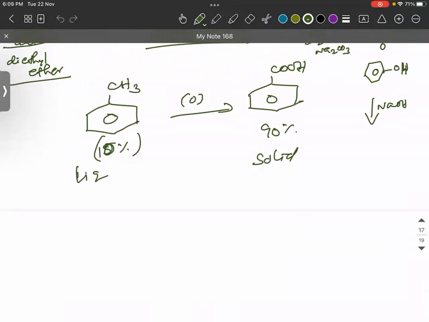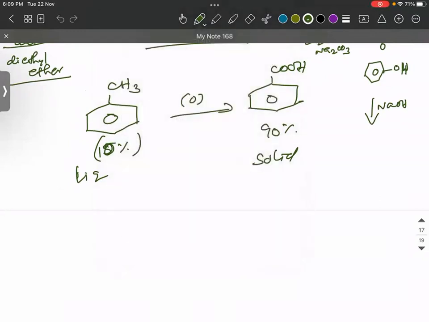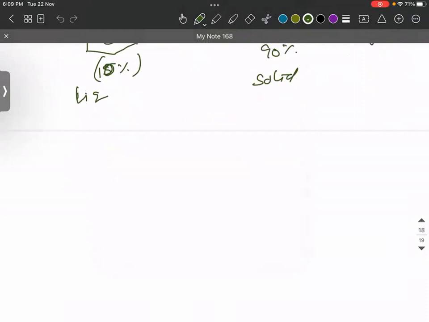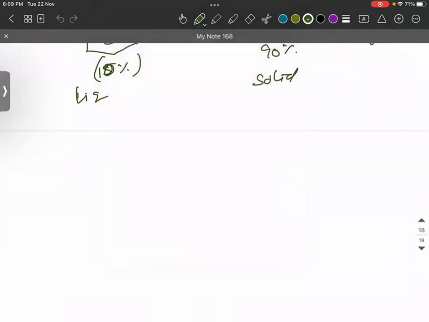Okay, so now ethyl acetate is a solvent when you are mixing with water. So there will be a flask like this, and its name is separating funnel.